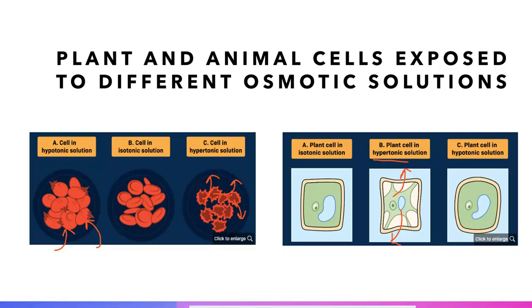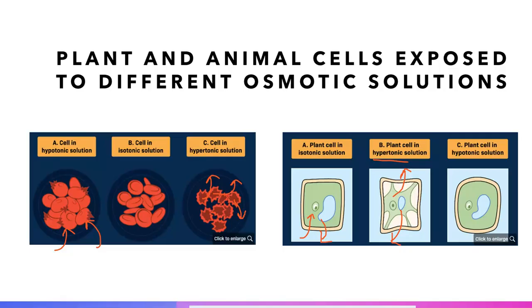Now, what if we place a plant in an isotonic environment? This was perfect for our red blood cells, but it's not necessarily perfect for our plant cells. Here in isotonic, we have water going in and we have water going out, but it's just not enough water for a plant cell. So in an isotonic environment, your plants will be wilted. They will fall over. They have water, they're okay, but they're wilted.